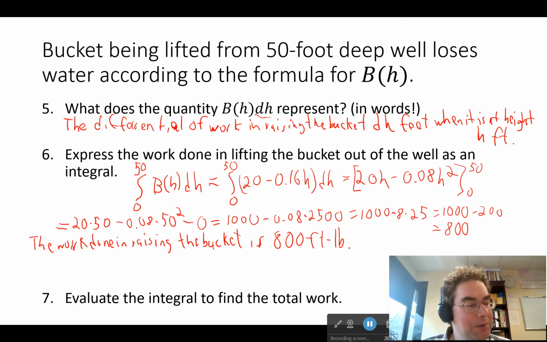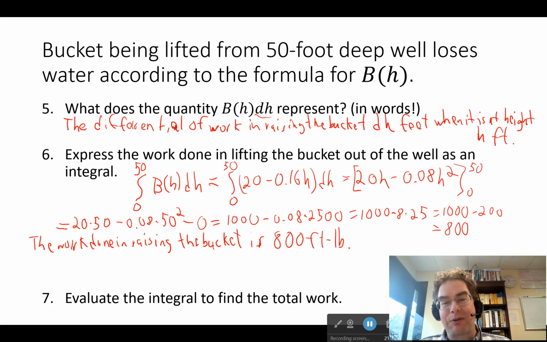Just a couple things to wrap up. Good question to ask yourself is what was varying in this particular work problem that compelled us to use an integral? And by far here, certainly what's happening is the force is varying. The force is the weight. The weight of the bucket is changing as we lift it. The incremental lifts that we're doing are all the same. They're all dH.